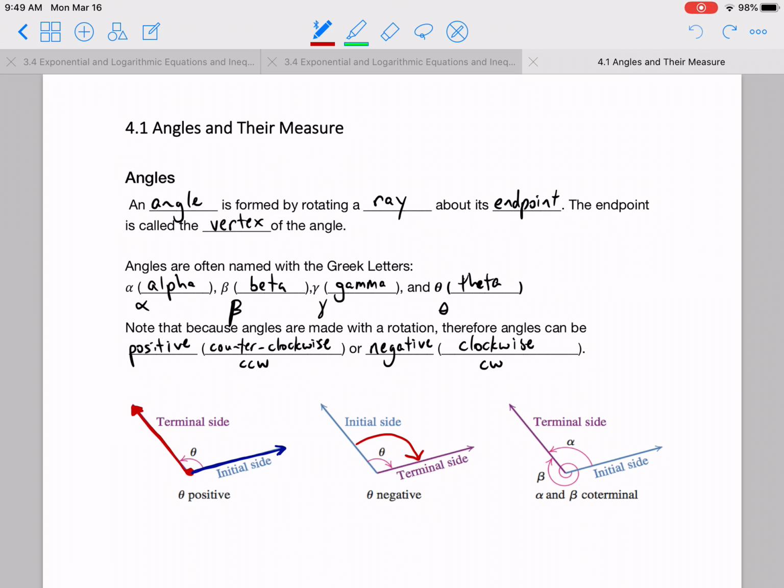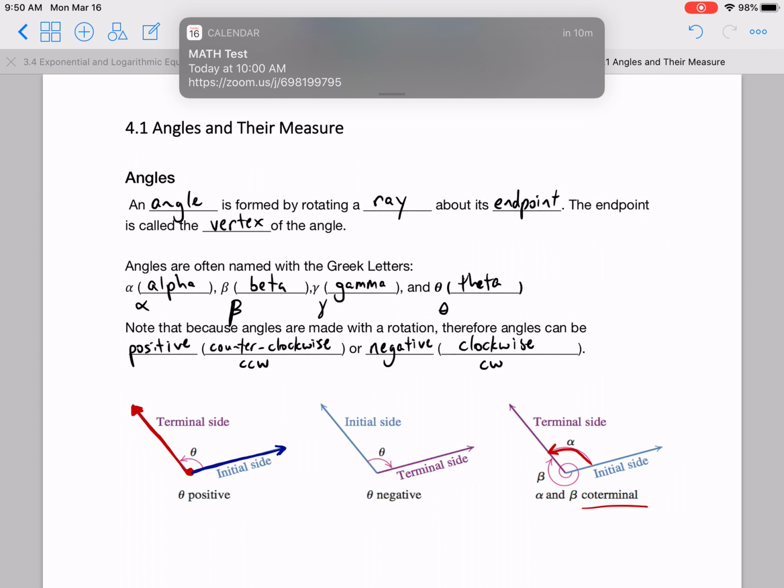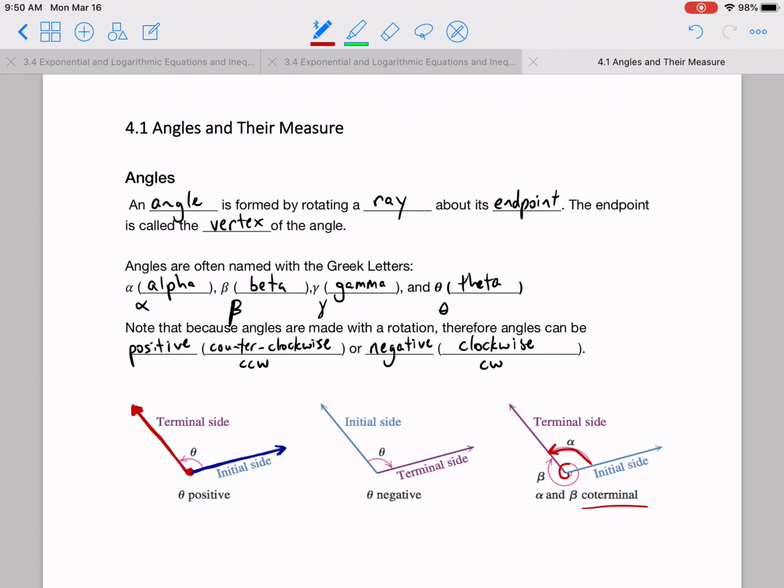All right, and then one last big thing, on this last example, is you can have two different angles that still end up having the terminal side of your ray be in the same position. They're called coterminal. If you look at this from the initial side, this angle alpha is just a rotation like that. But for beta, we're actually rotating around this way, multiple times in the negative direction, and still ending up in the same position as the rotation for alpha. So those are called coterminal.